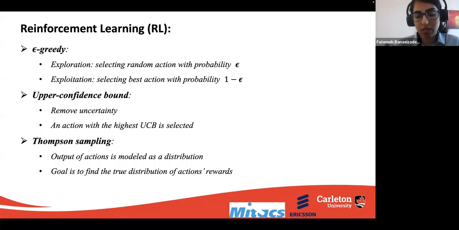But how does it work? After selecting a value for epsilon, for example 0.2, with a probability of 20%, I will explore the other actions, which I'm not sure about, whether they are the best action or not. But with 80% probability, I will select the action which I have some experience with, and until now that action returned the best reward for me.